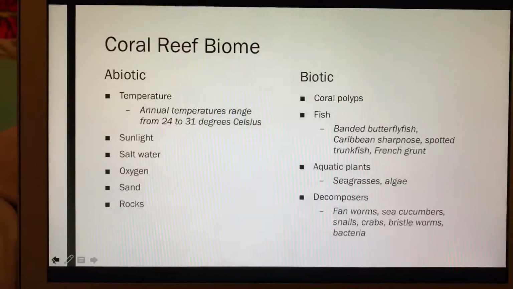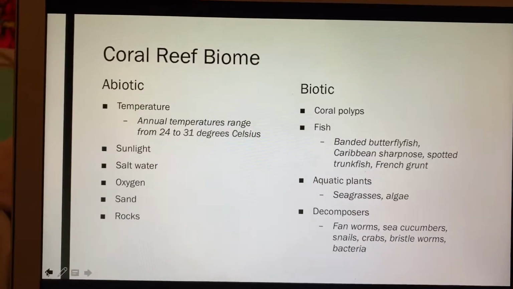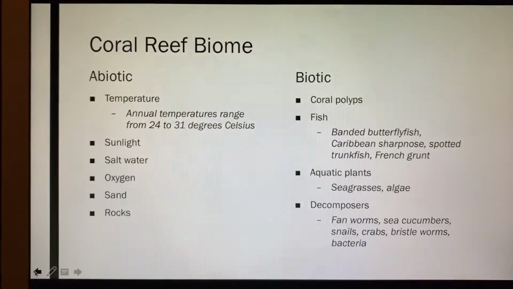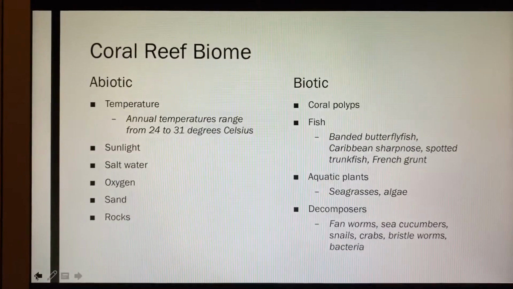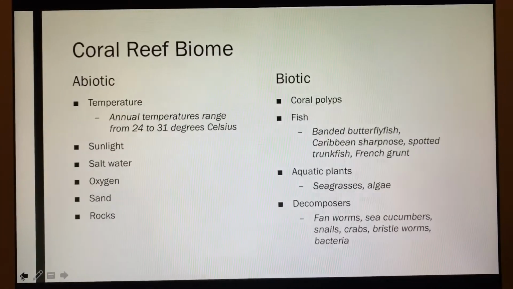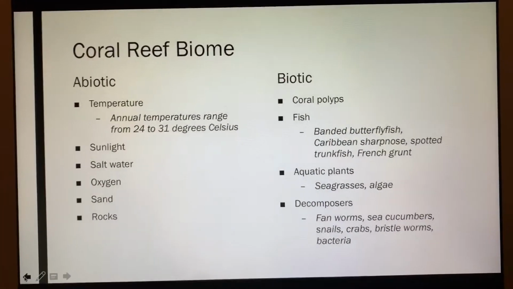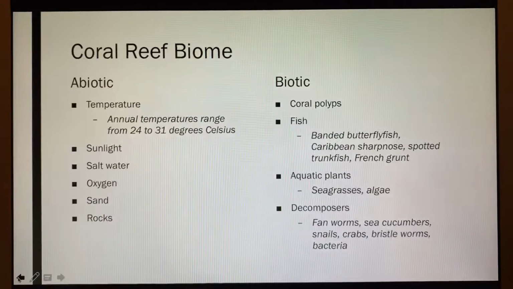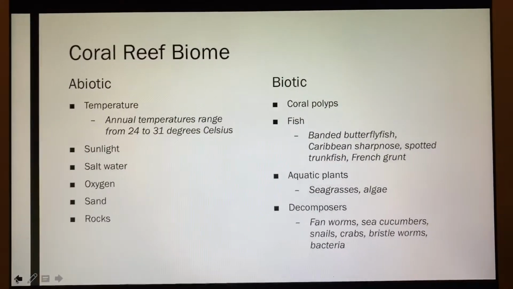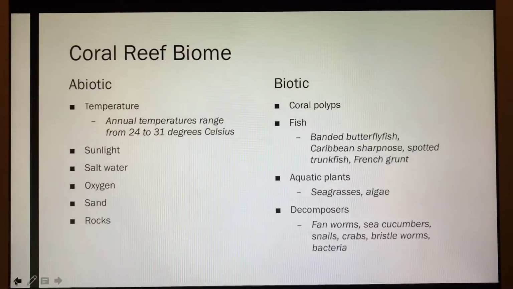So the abiotic factors of the coral reef include temperature. Temperature is very important for coral reefs because they won't survive in colder oceans. The annual temperatures in Dominican Republic waters range from 24 degrees Celsius to 31 degrees Celsius. Other abiotic factors are sunlight, salt water, oxygen, sand, and rocks.